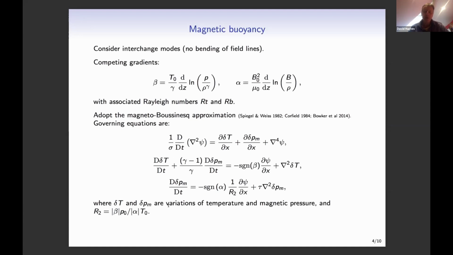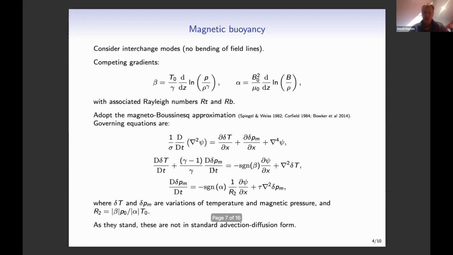Then the equations are these. And we should be thinking, how do they look compared to what we've just seen for thermohaline convection? Well, the vorticity equation is pretty similar. The magnetic pressure equation is like salt, or minus salt, if you like. But in this one, the temperature and the magnetic pressure come together here. So this is not in standard double diffusive form as it stands.